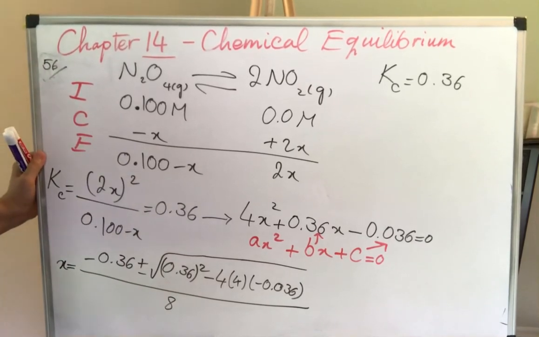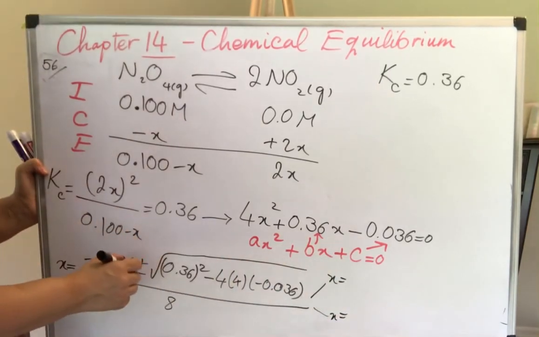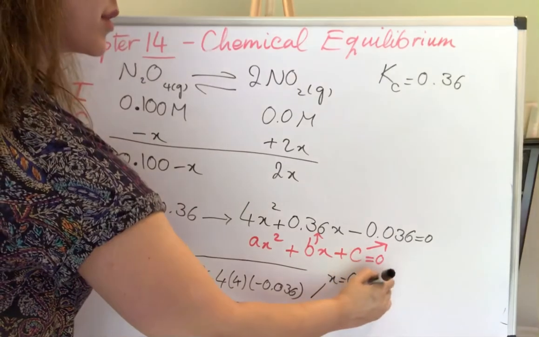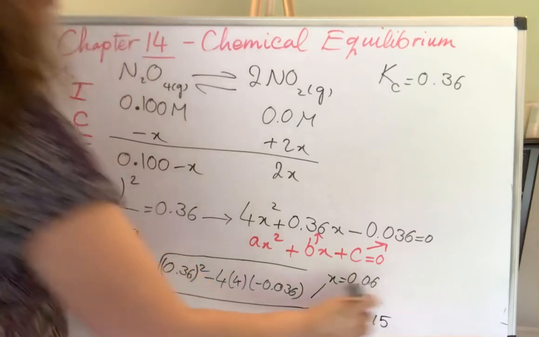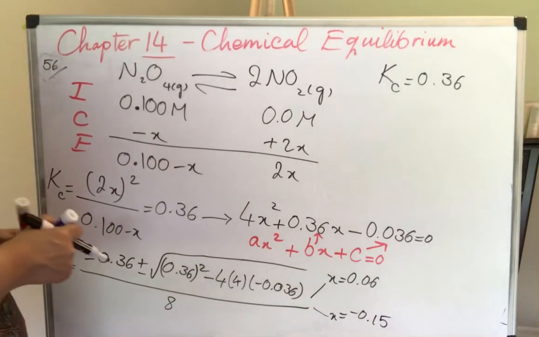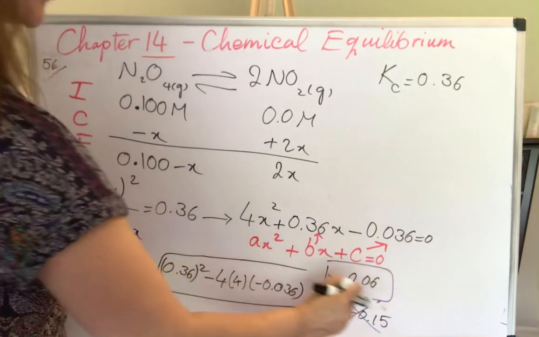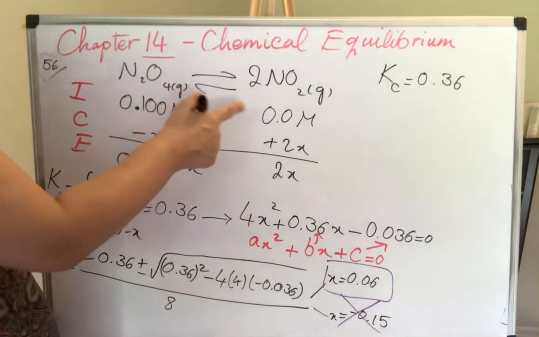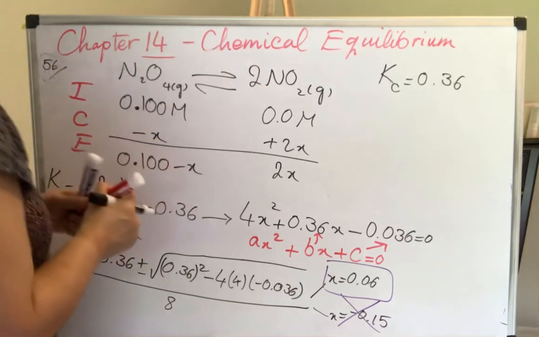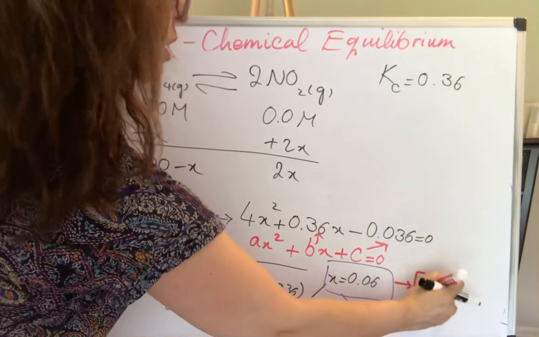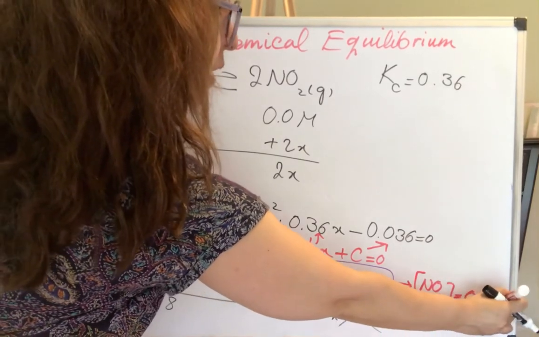Now, if you find the values, because we have plus and minus, we have two values for x: 0.06, or minus 0.15. X is supposed to be a concentration. Do we have a negative concentration? Nope. So we pick the first one. Now, the question is asking for the equilibrium concentration of NO2, which is 2x. So the equilibrium concentration of NO2 is going to be 0.112 molar.